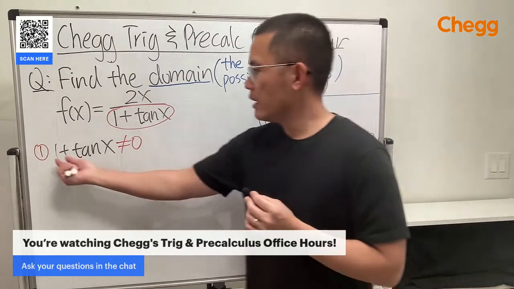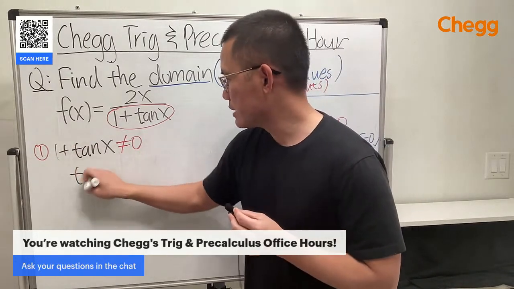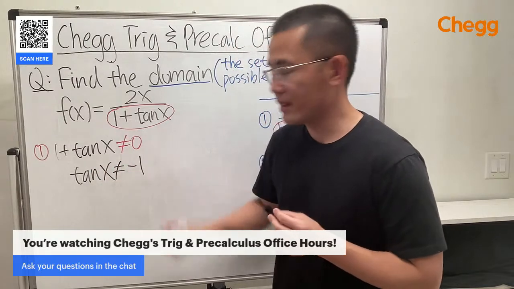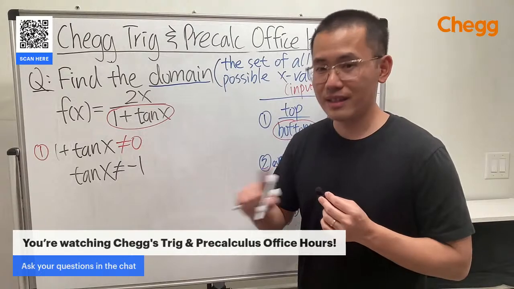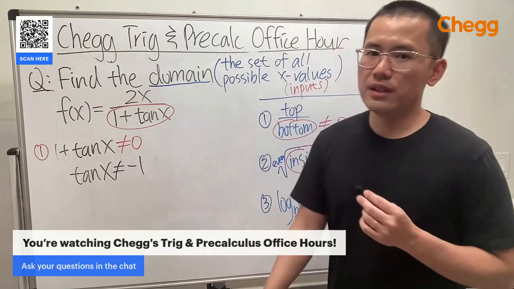All right, let's solve it. We just have tangent x, so we can move the 1 to the other side. So this is just tangent x not equal to -1. Now, where is tangent going to give us -1 though?